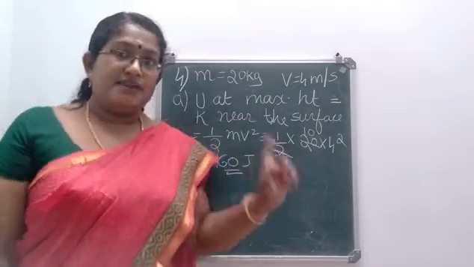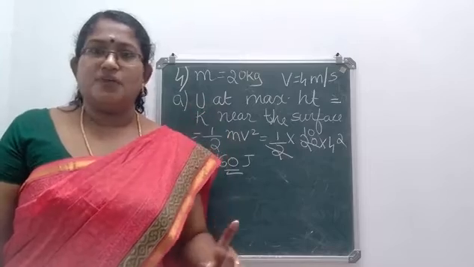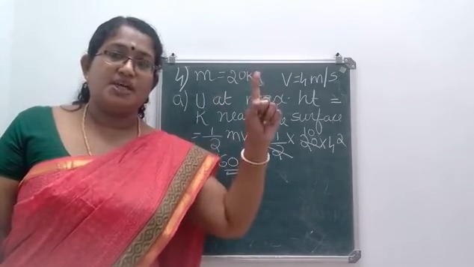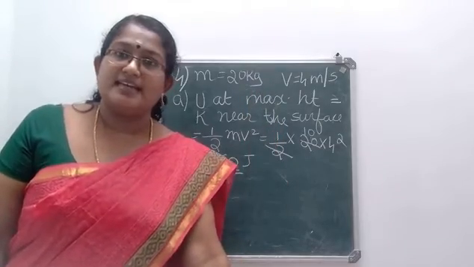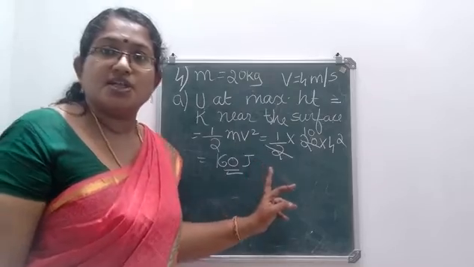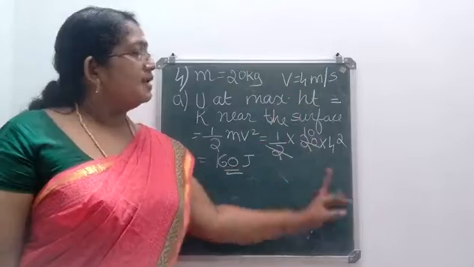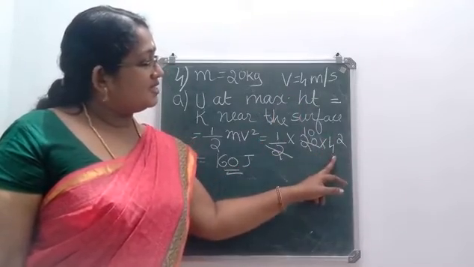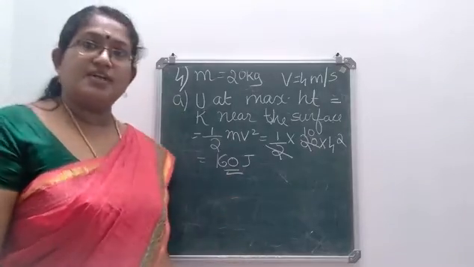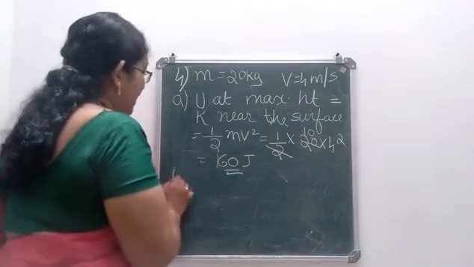Okay. We are asked to calculate potential energy, but height is not given. So we have used the law of conservation of energy. That is, potential energy at maximum height is equal to kinetic energy near the surface. So half mv square. We have used the equation half mv square. Half into mass is 20. Speed is 4. 4 into 4, 16. 20 and 2 gets cancelled. There it is 10. So 16 into 10, 160. So 160 joule is the answer for the question 1.